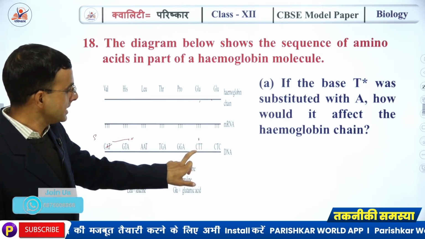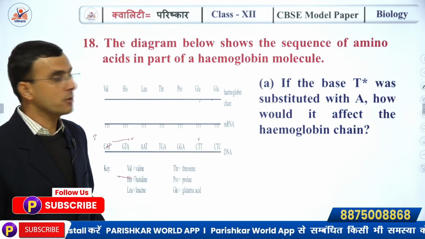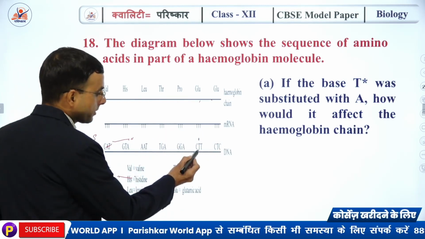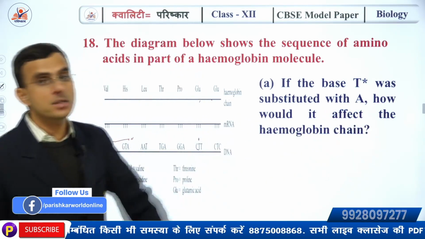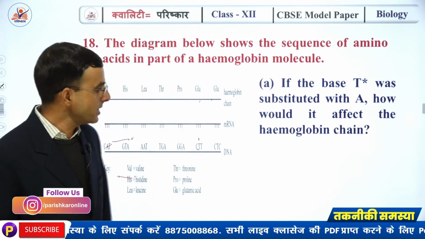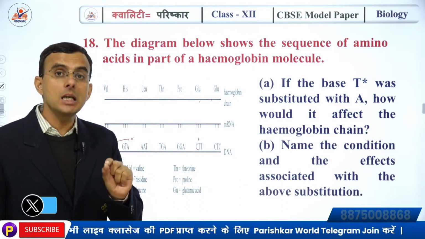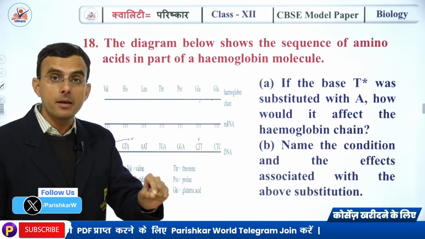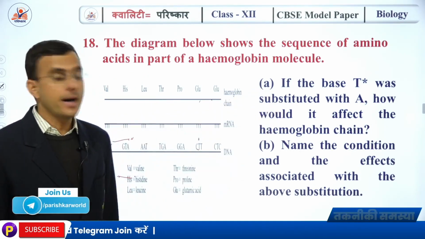This one is the base CTT. In this one, the middle T was substituted with A. If that middle T is substituted by the A, then what is the result? Why is that replaced, and what is the effect of that T being replaced by the A? That means thymine is replaced by the adenine.